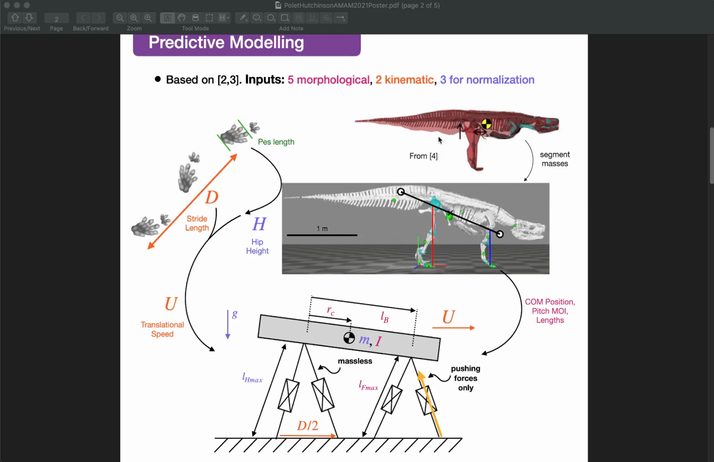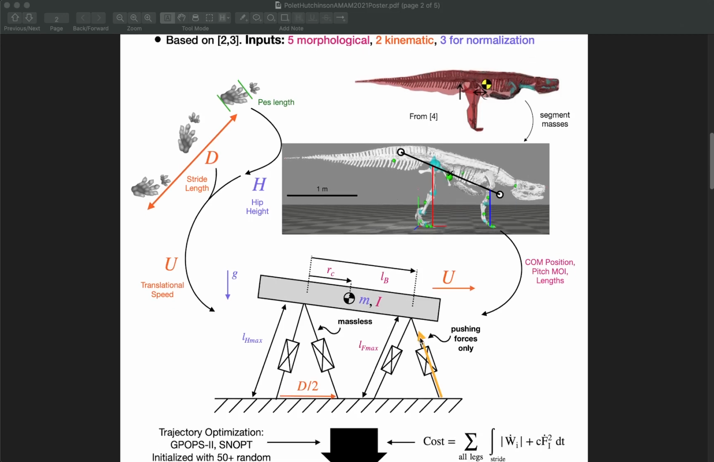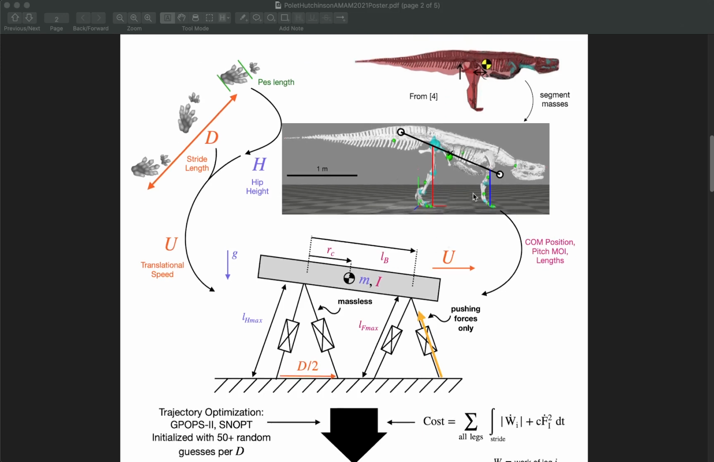In our group, we've done a volumetric model of Batrachotomus, and so we can have some estimate of the mass and the mass distribution. We can pose the model in some sort of lifelike configuration and get some measurements of the hind limb length, the forelimb length, and the pitch moment of inertia, as well as the center of mass position. And those are the only morphological inputs we need, as well as the distance between glenoid and acetabulum.